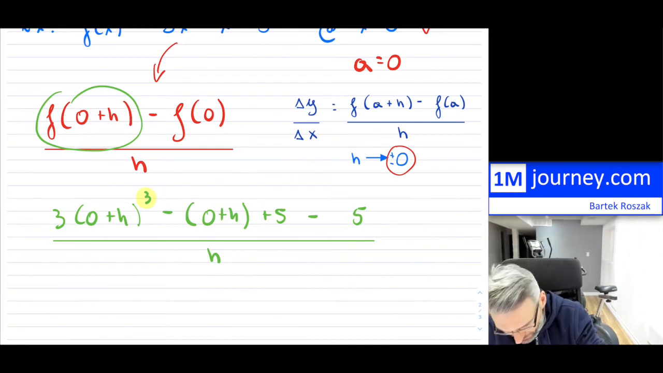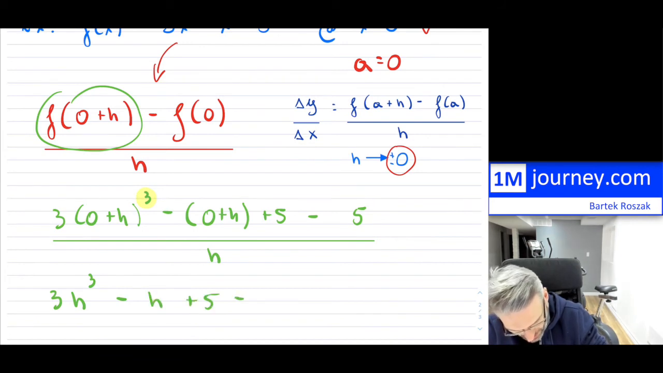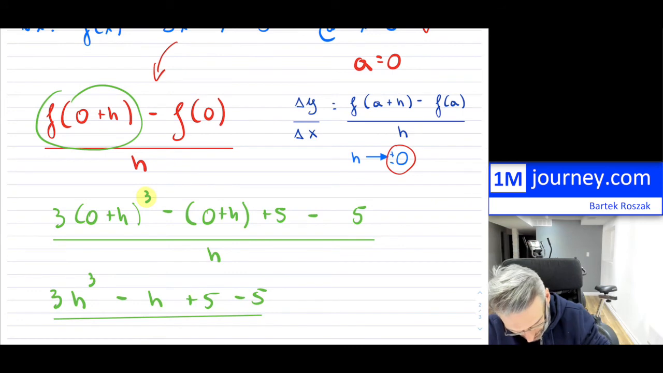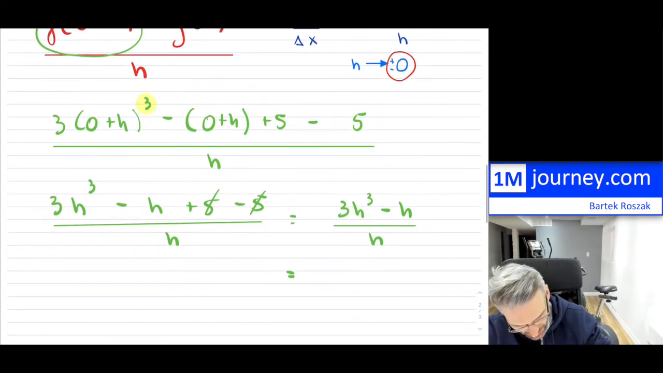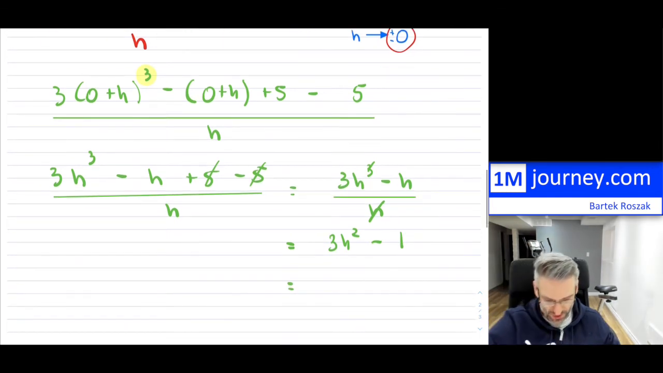Okay, so here I'm going to get 3h cubed minus h plus 5 minus 5, all over h. So this is going to be 5 minus 5, so that's gone. And I have 3h cubed minus h all over h. Now simplifying this, this is going to be 3h squared minus 1. Okay, so that's what we have there.